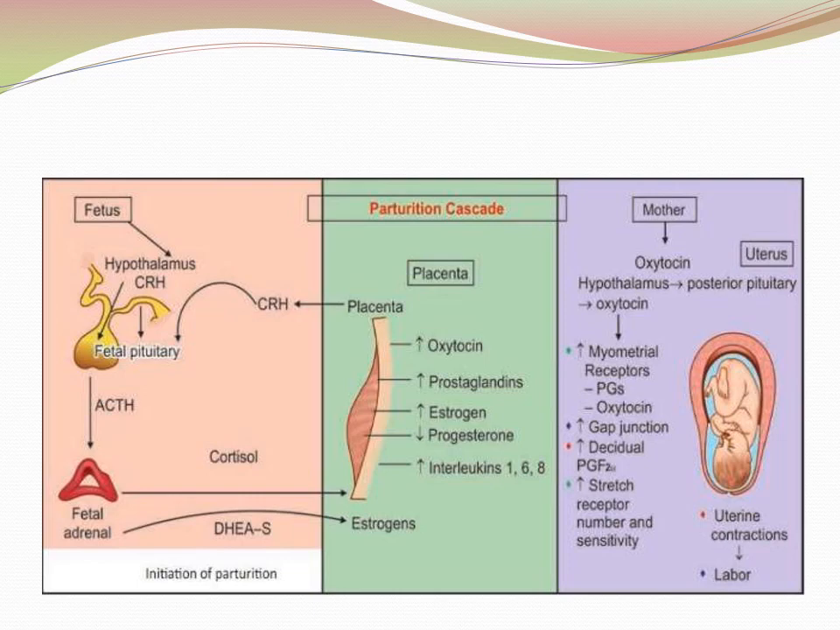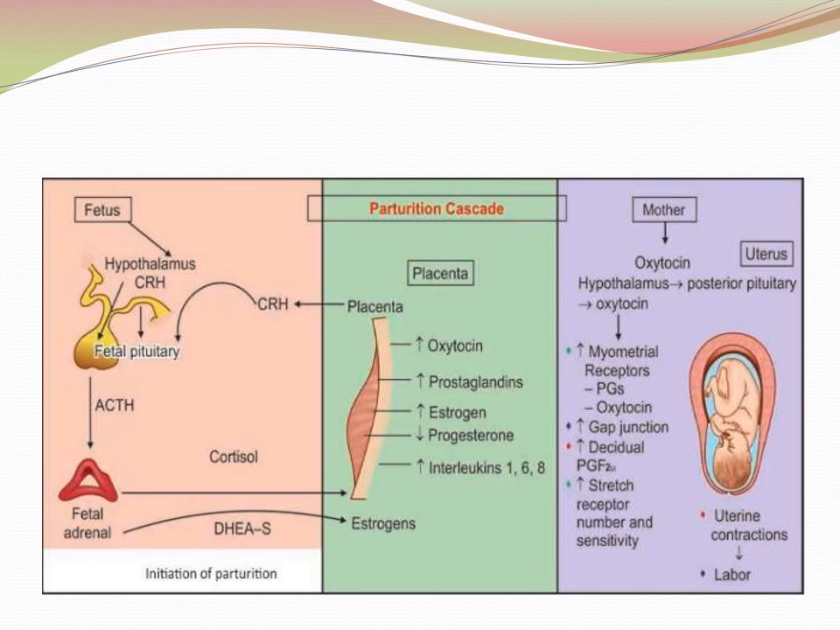Here you can see in the fetus, the hypothalamus, the corticotropin releasing hormone acts on the fetal pituitary, which causes the fetal adrenal glands to release cortisol. The cortisol affects the placenta, and in the placenta there is increased oxytocin, increased prostaglandins, increased estrogen, progesterone is decreased, and interleukins are released, which help in the progress of labor.